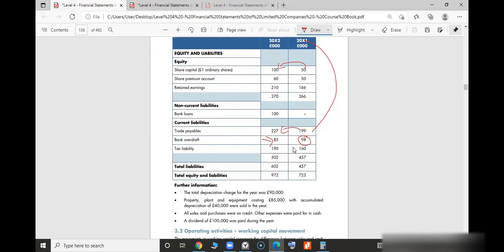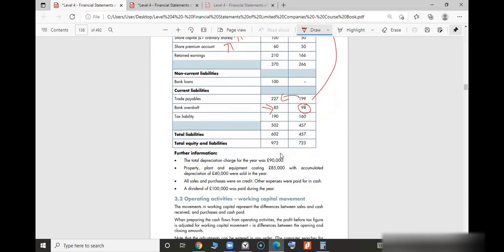What happens to your cash flow? Your business has received more money. Yeah, so cash flow is going to go up. Share premium, again, cash flow is going to go up. Retained earnings doesn't affect it. Profit, we take into account the profit, but retained earnings doesn't affect your cash flow.